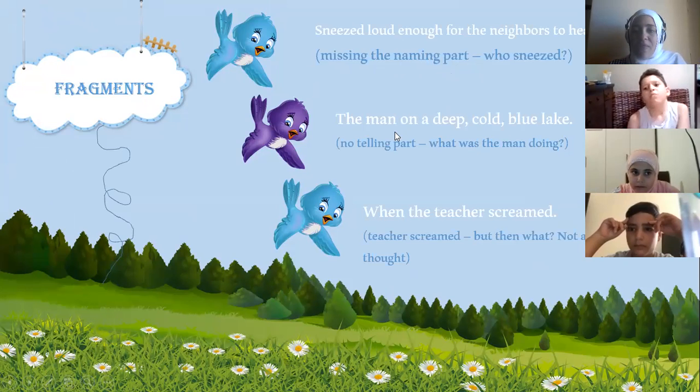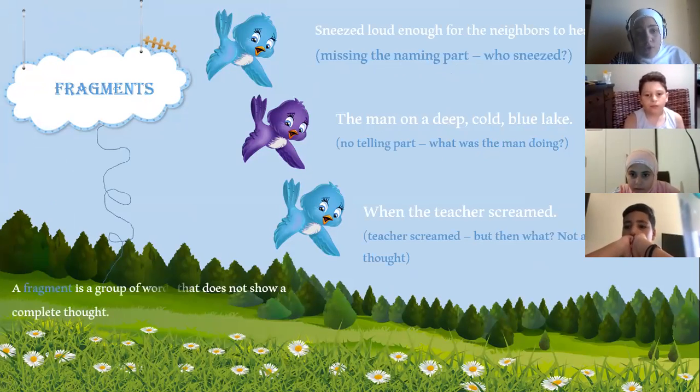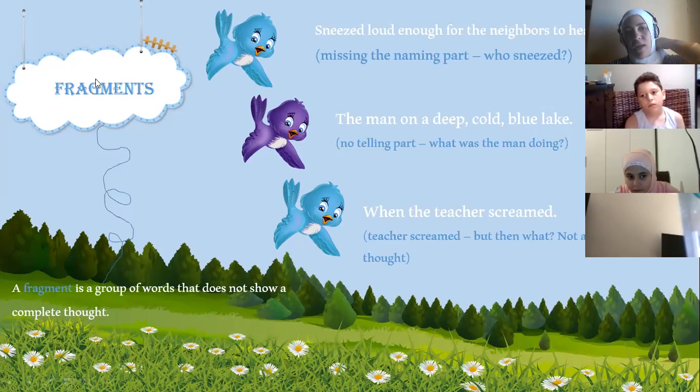In the second one: the man on a deep, cold blue lake. What is this man doing? I don't know. Is there a part that tells me what the man is doing? No, so it is missing a telling part. I cannot consider it a complete sentence. It is a fragment. And the last one: when the teacher screamed. What happened when the teacher screamed? I don't know. Is there a complete idea? No, there is no complete thought. So can I consider it a complete sentence? No, I call it a fragment.